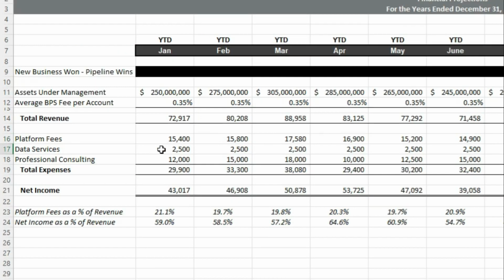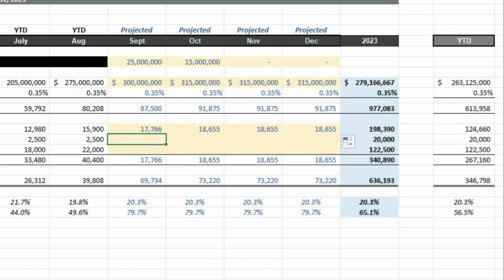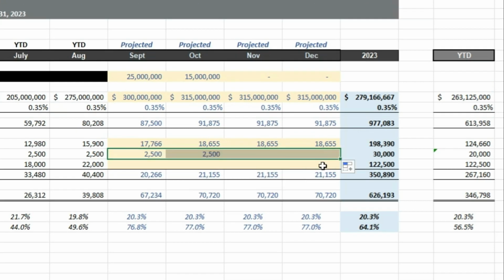Now, going down to our next expense, data service fee is a known expense. It is $2,500 per month, and I know contractually that is what it's going to be. It's not going to be more. It's not going to be less. I can just fill that in for the rest of the year, knowing that I'm going to spend $30,000.